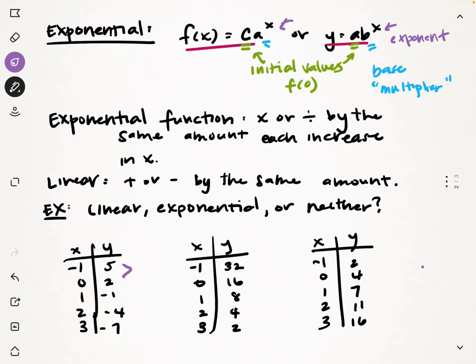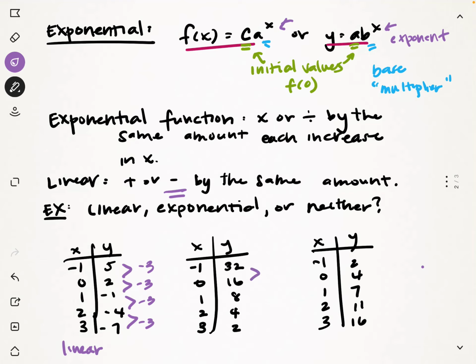So the first one, 5 to 2 is -3, 2 to -1 is -3. Okay, so we found that each time we're subtracting 3. And because we're subtracting by the same amount each time, we know that this one is going to be a linear function.